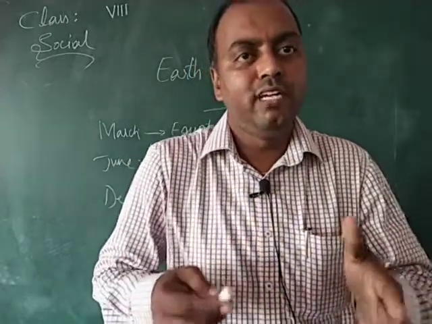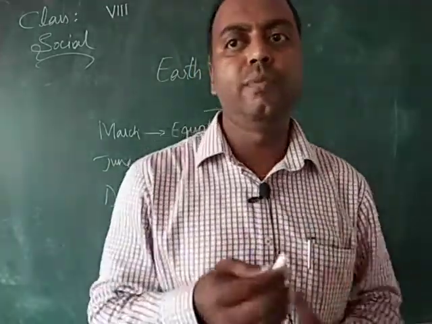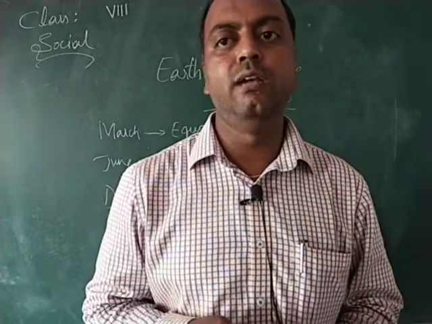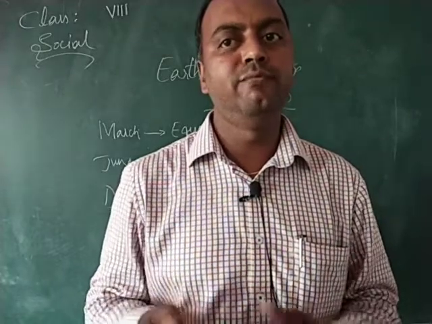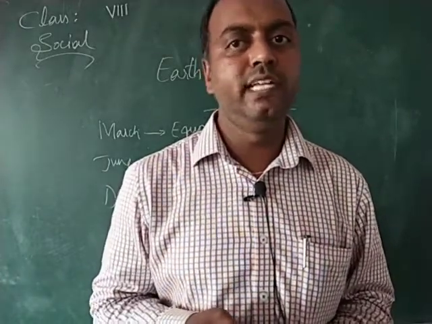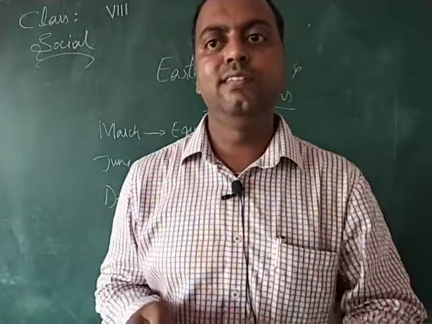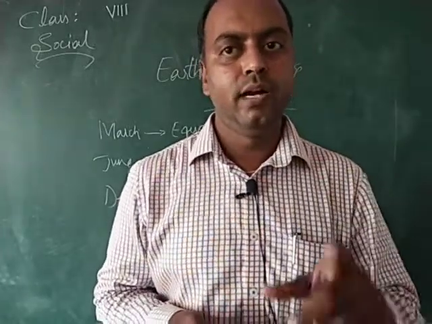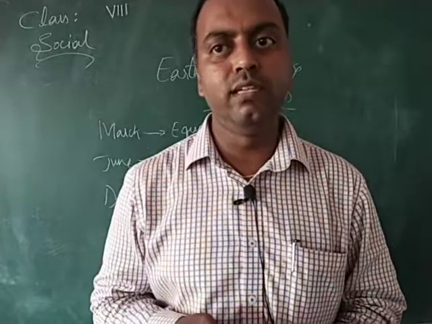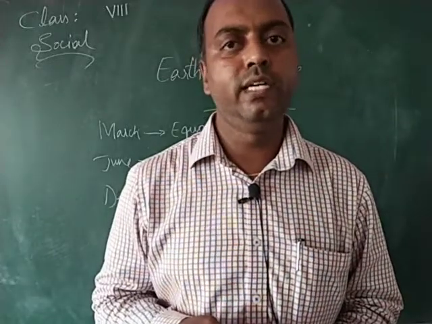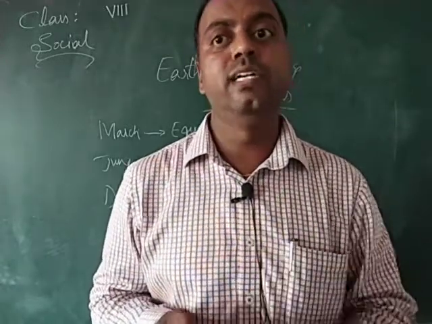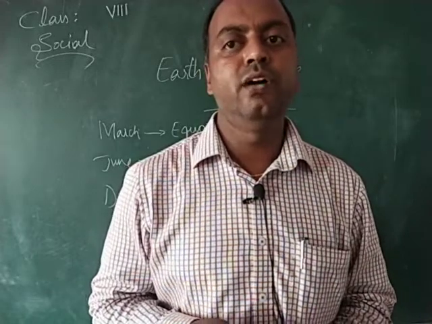This belt extending from the Tropic of Cancer to the Tropic of Capricorn is called the tropical belt. The belt gets the maximum heat energy from the sun. That is, on June 21st, the sun will be on the Tropic of Cancer, and on March 21st and September 23rd, the sun is on the equator, and on December 22nd, the sun is on the Tropic of Capricorn.